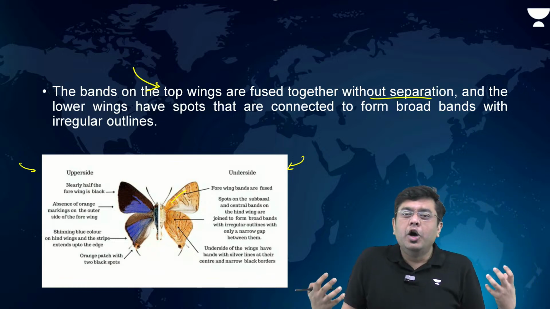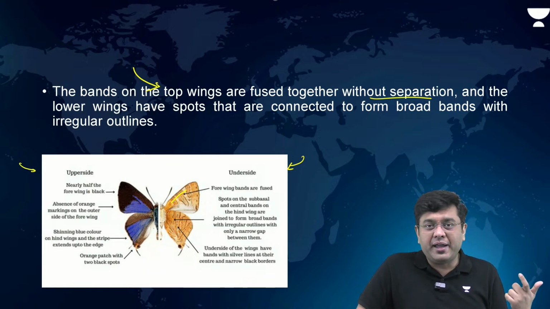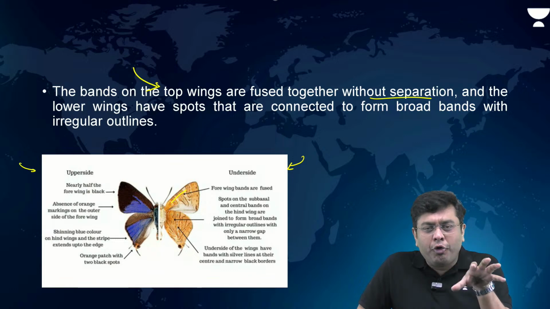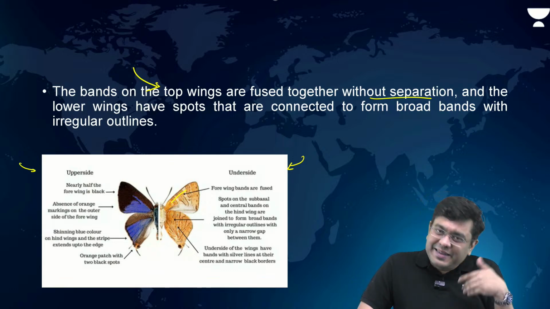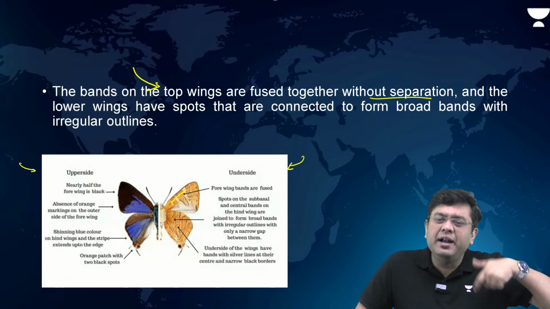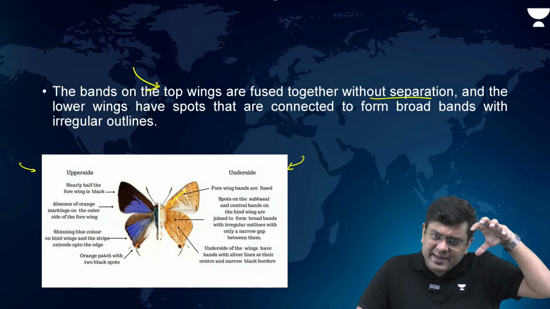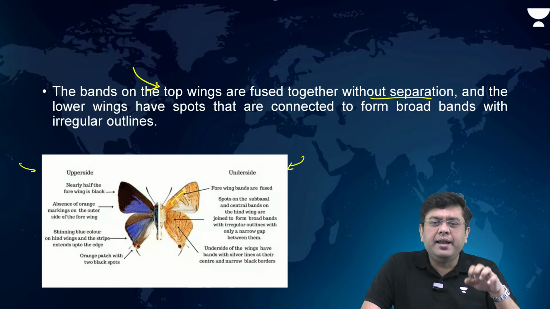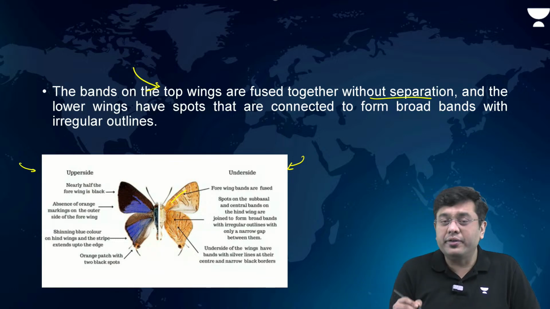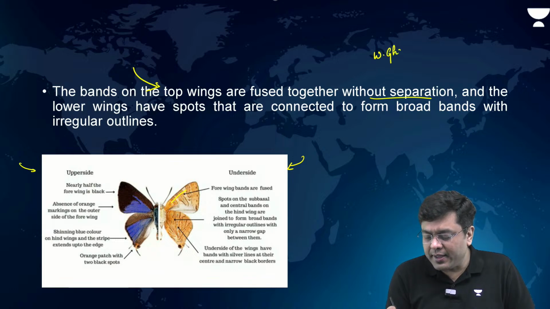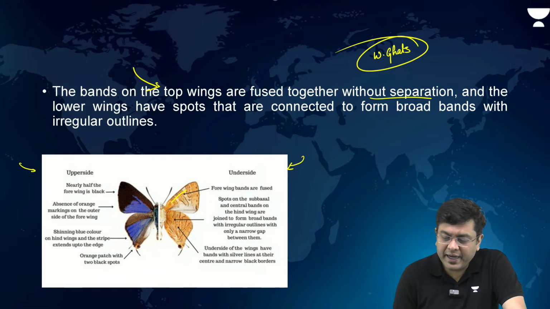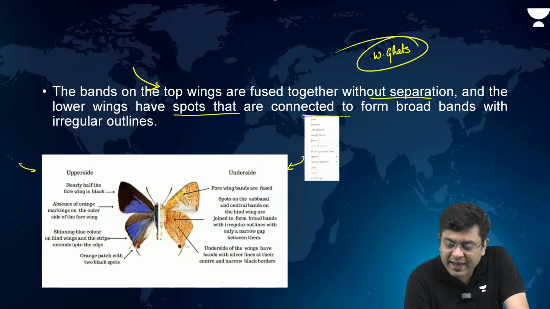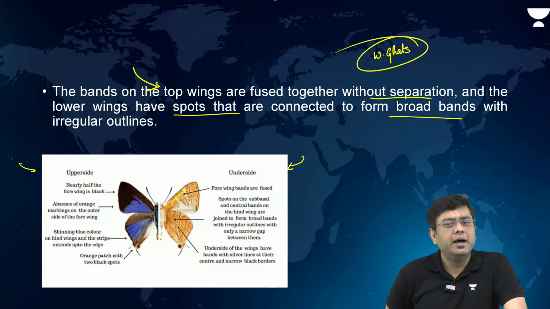So that is the evolution of insects as it has happened in flies. In the case of this butterfly, the 4 wings are actually fused together, which means changing direction becomes difficult. These kinds of species find it very difficult to migrate to different areas. That is why they have a restricted zone, and in India we find them to be endemic to the Western Ghats. It is in the hills of the Western Ghats that you find a greater proportion. Okay? I hope that is understood. The lower wings have spots that are connected to form broad bands with irregular outlines, just like any other butterfly that you come across.